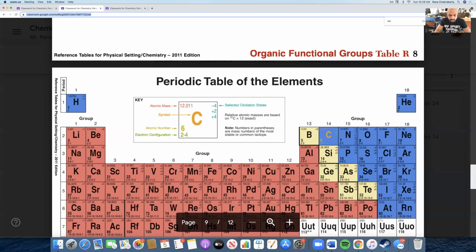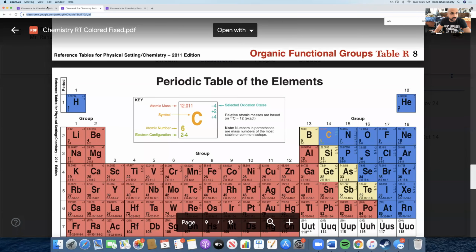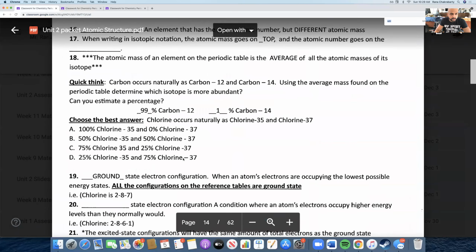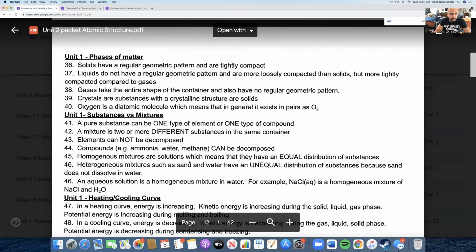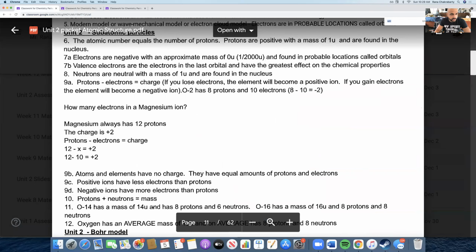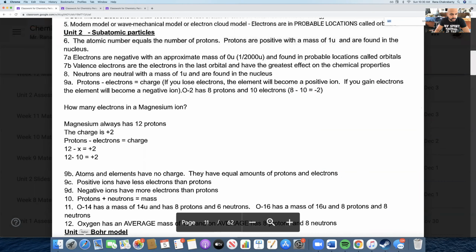Okay, so let me show you where that is in the notes. Here. So it should be in the condensed version. But look at number 9A and 9B. Protons minus electrons is the charge. Okay, so that said, if the charge is positive 3, protons minus electrons equals charge of an ion. In the question, it's a positive 3.